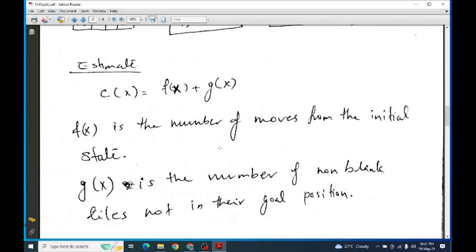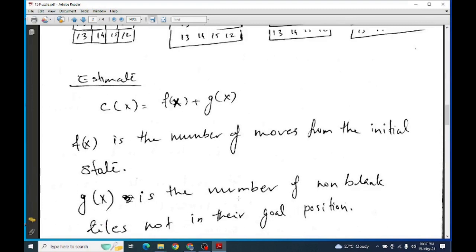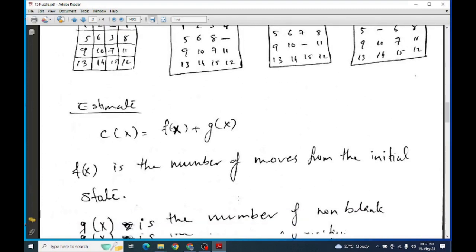Then g of x is nothing but the number of non-blank tiles that are not in their goal position. See the goal position.